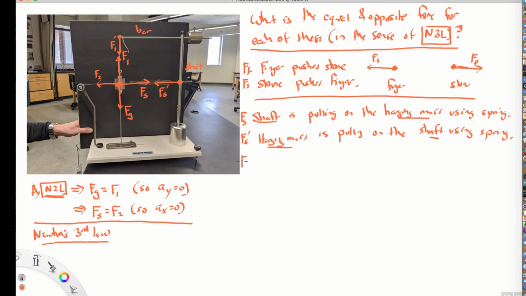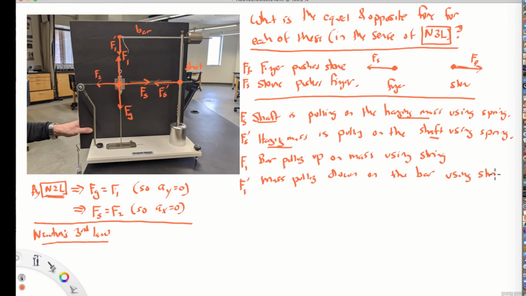So if F1 is the bar pulling up on the mass, I'm just going to say the mass instead of the hanging mass, using a string, then the equal and opposite force that Newton's talking about is F1 prime, and that is the mass pulling down on the bar using the string. Okay, good, getting the hang of it.